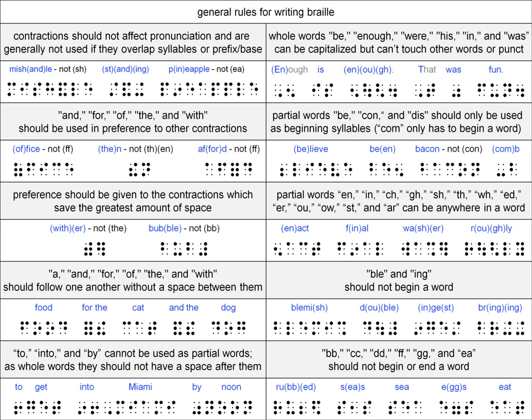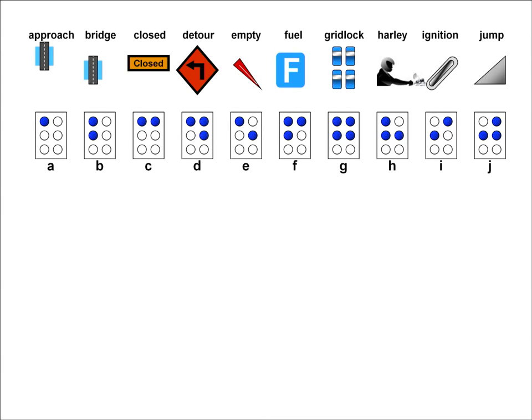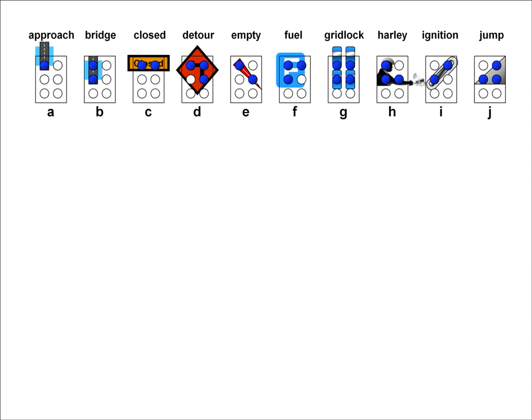But first, to help us with that task, let's quickly review some of the things we have learned in the previous videos so we can put together a cheat sheet to help us study. The first thing we'll put on that cheat sheet is the story about crossing a river that we looked at in the Grade 1 Braille video. We'll place cells A through J on top of the symbols from that story. This will be the first of our Braille memory aids.